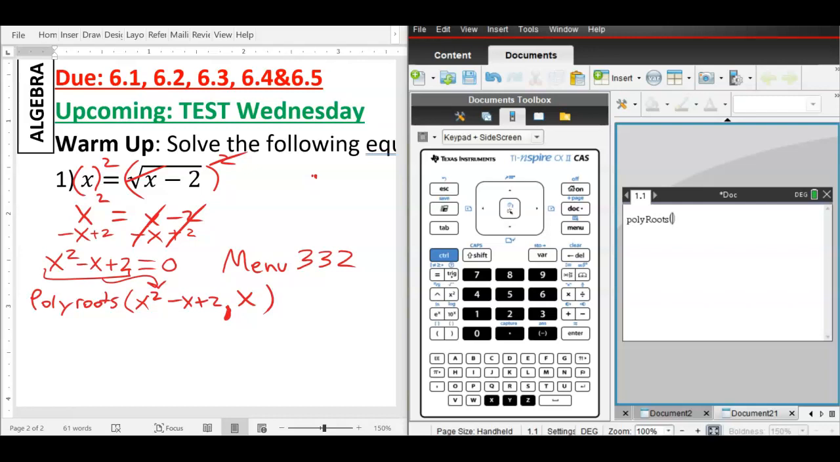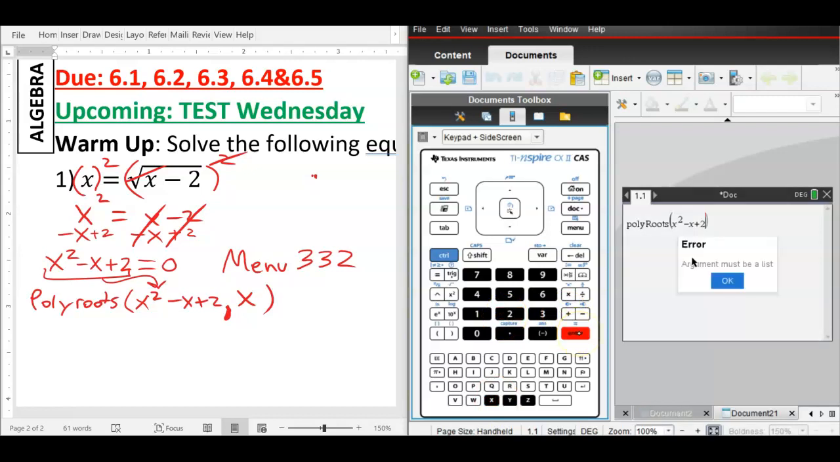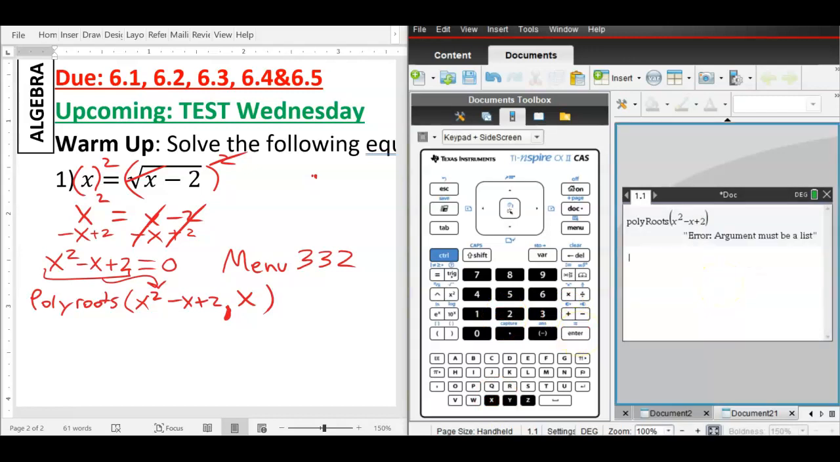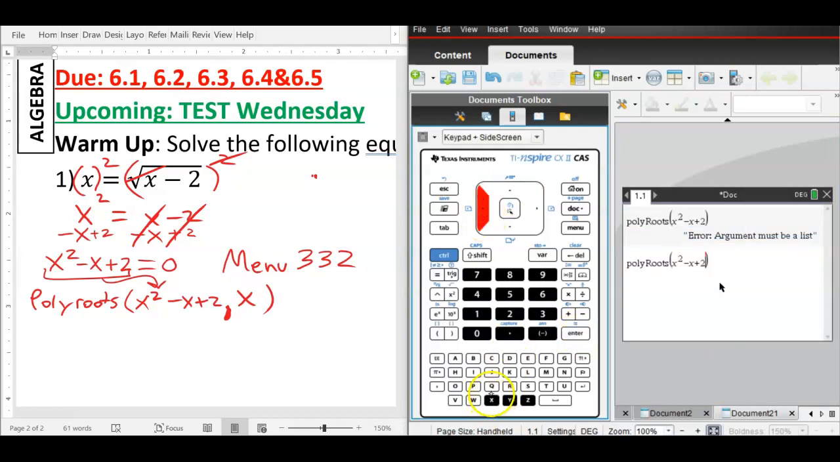Now we're going to type in the 3 terms, x squared minus x plus 2. If you hit enter, let's just do it. It gives you an error because you have to put comma x, okay? So make sure you put comma x, hit enter, okay?